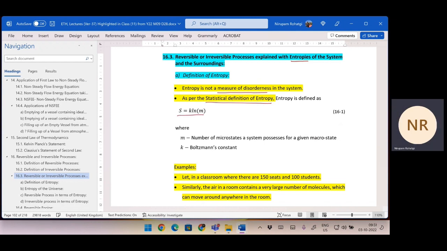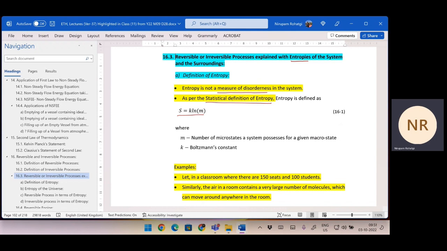S is equal to k ln M. k is the Boltzmann constant, ln is the natural logarithm, and M is the number of microstates. So for a given macrostate, whatever number of microstates a system has, that is the measure of entropy. So if you say a system has more entropy, it only means that it has more number of microstates. Right?